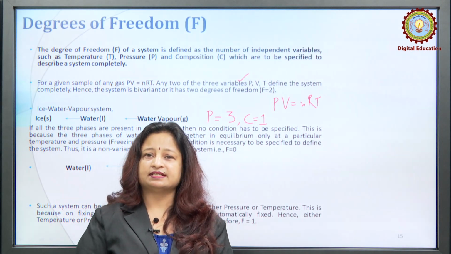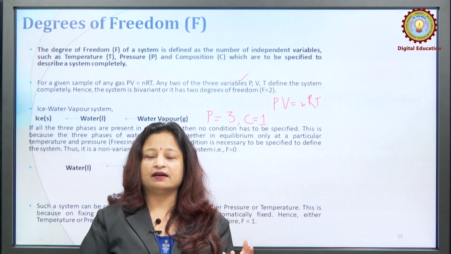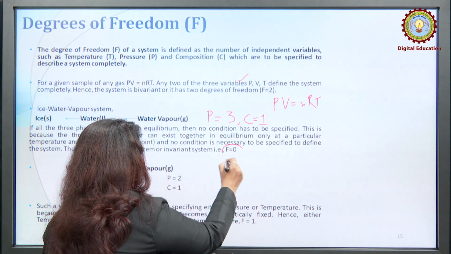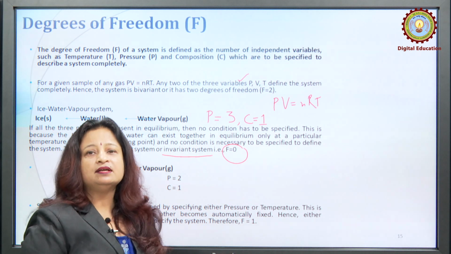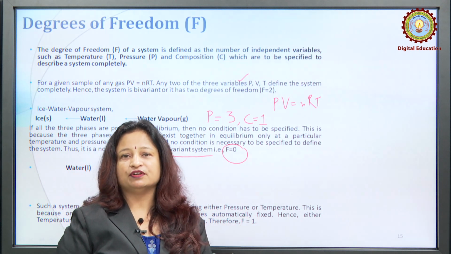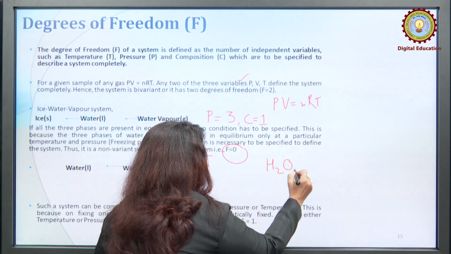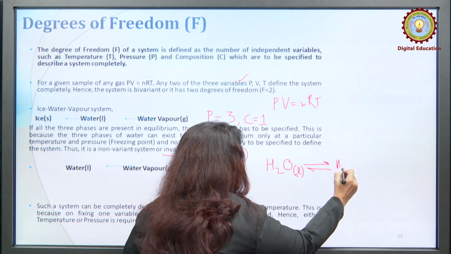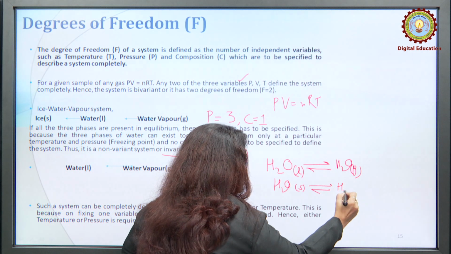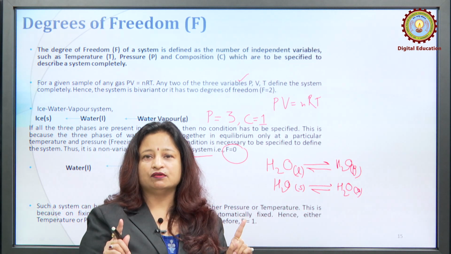So, no condition is necessary to be specified in order to define the system, in order to define this triple point where 3 phases are in equilibrium with each other. So, degree of freedom in this particular case is 0. So, F is equal to 0, or it is also known as invariant system, right. So, monovariant system means degree of freedom 1, bivariant degree of freedom 2 and invariant, that is degree of freedom 0. Now, if we consider water is in equilibrium with water vapor, H2O liquid is in equilibrium with H2O gas, or H2O solid is in equilibrium with H2O liquid. So, these two cases represent the case wherein 2 phases are in equilibrium with one another.